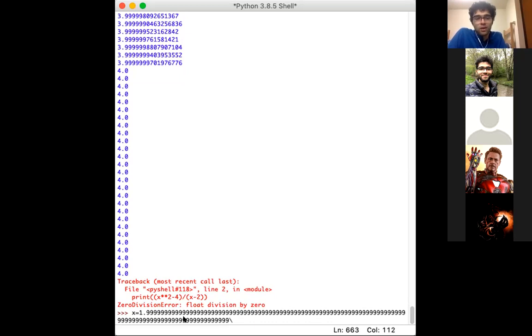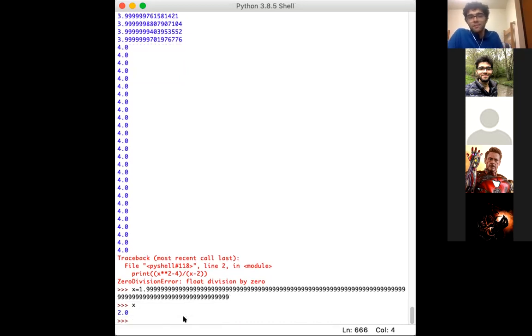I don't know if this is good enough to reach there. Yeah, see, it says if I defined x to be 1.999, and I ask it what is x, it says it's 2.0. Okay, so that's that.